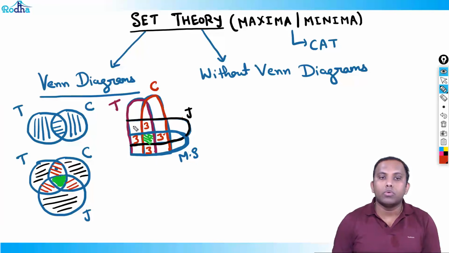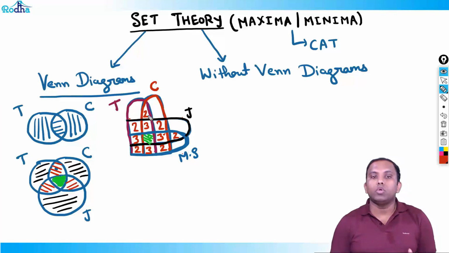Now, this is 2. This is 2. This 2 denotes people drinking tea and coffee. 2 means intersection point of any two things. So, this 2 denotes tea and coffee. This 2 denotes coffee and juice. This 2 denotes milkshake and coffee. This 2 denotes tea and milkshake. This 2 denotes tea and coffee. This 2 denotes juice and milkshake, right?